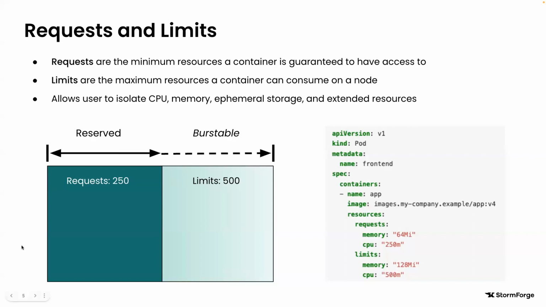And then the little graphic on the left is meant to highlight that dark green, the requests, you're guaranteed to get that. That's what you can rely on. And then the light green, which is the space between the requests and the limits. If you've set the request to be 250 millicores and the limits to be 500 millicores, that's what you can burst into. So it's the resources you can take if no one else has requested them, but you can't rely on them because you're not guaranteed to have them.